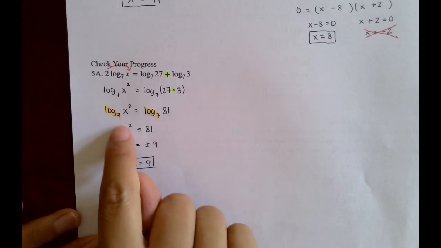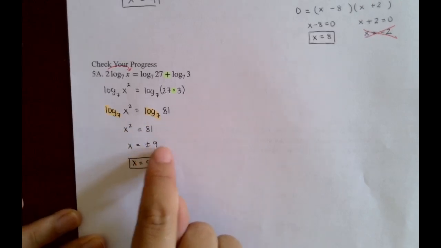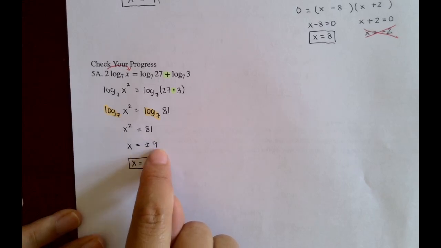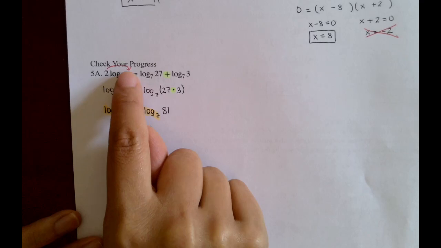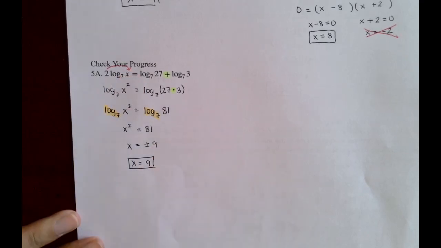Square root both sides, that gives me positive and negative 9. However, negative 9 won't work because if I plug it in here, that's log base 7 of a negative number. So that's why I only want the positive answer, which is x equals positive 9.